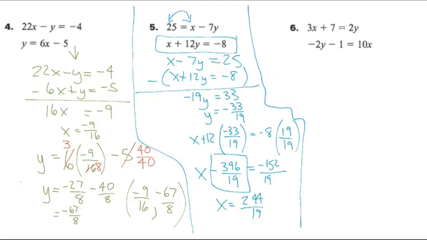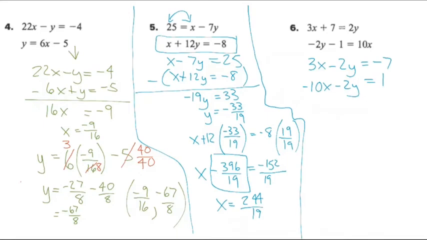Number six, standard form. Top one. Oops. I need to move the y's over, so they're going to be negative 2y. Move the 7 to the other side, so it's negative 7. Move the x's to the left. y's stay where they are. Move the 1 over to the other side, so it's now positive.